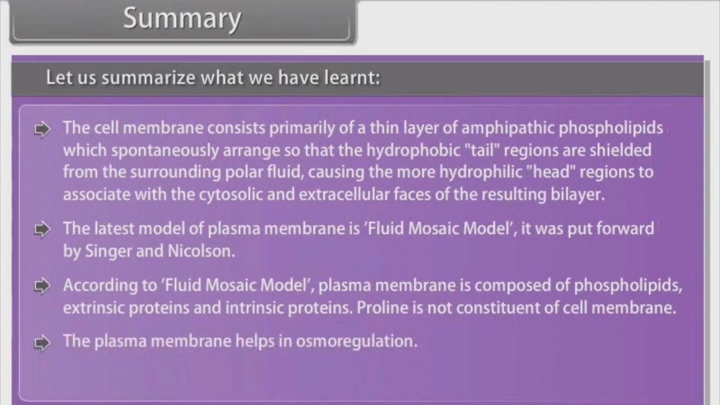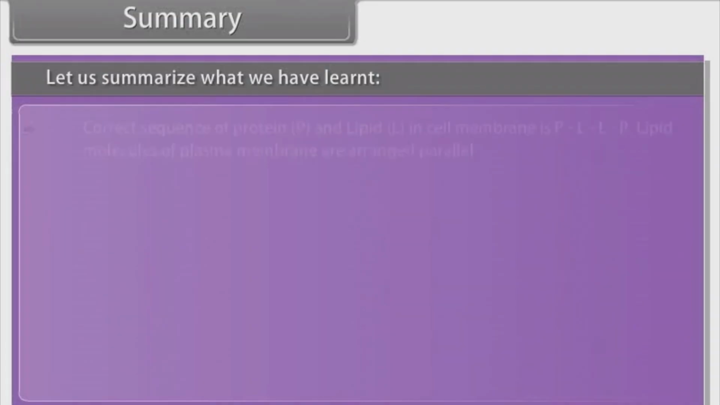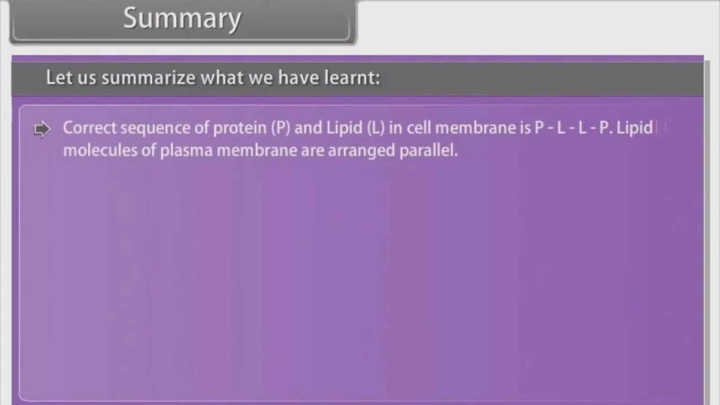The plasma membrane helps in osmoregulation. Plasmalemma is made of a single lipid layer and 2 protein layers. The correct sequence of protein P and lipid L in cell membrane is PLLP. Lipid molecules of plasma membrane are arranged parallel.